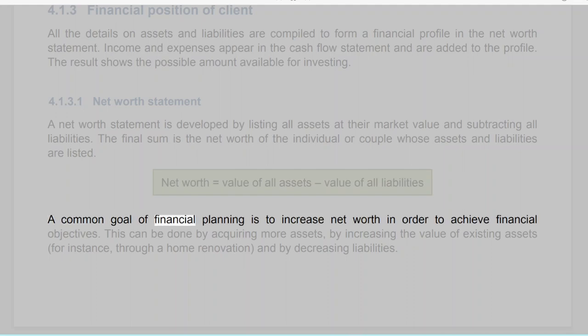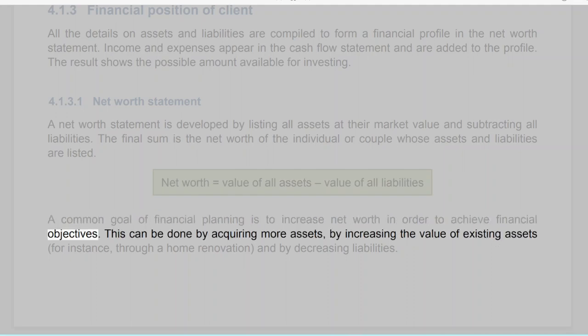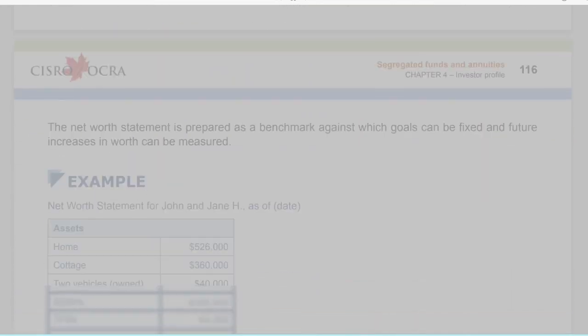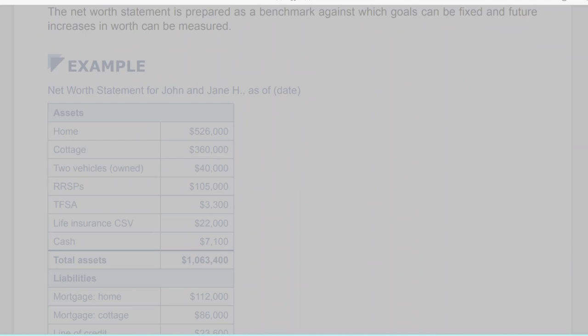A common goal of financial planning is to increase net worth in order to achieve financial objectives. This can be done by acquiring more assets, by increasing the value of existing assets, for instance, through a home renovation, and by decreasing liabilities. The net worth statement is prepared as a benchmark against which goals can be fixed and future increases in worth can be measured.